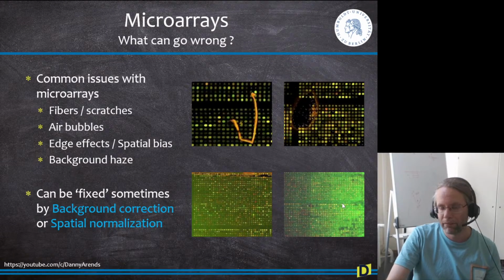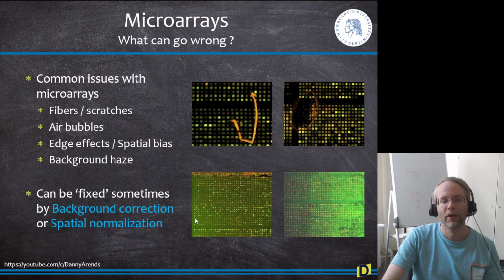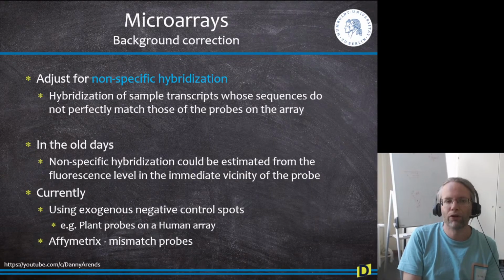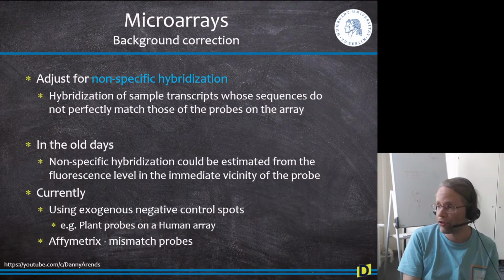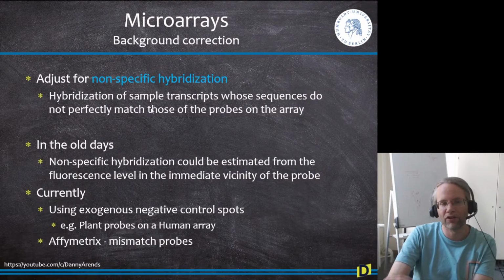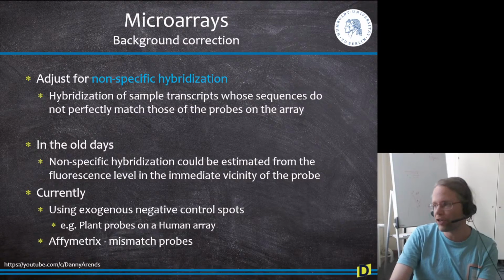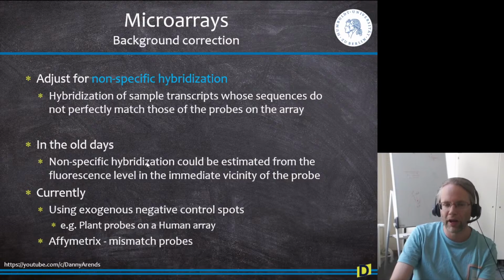So you can look at the average intensity surrounding one of these spots. So you can do background correction or spatial normalization to get rid of these effects. If we do background correction, we want to adjust for non-specific hybridization. So areas of the glass slide where DNA just hybridized to the glass itself and not to the spot, because of hybridization of sample transcripts whose sequence do not perfectly match those of the probes of the array. So in the old days, that is like in the end of the 1990s, beginning of the 2000s, we looked at this non-specific hybridization from looking at the fluorescent level in the immediate vicinity of the probe.